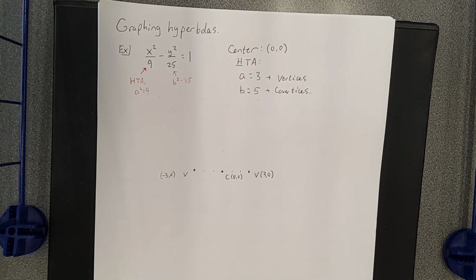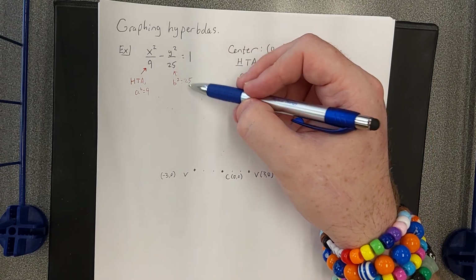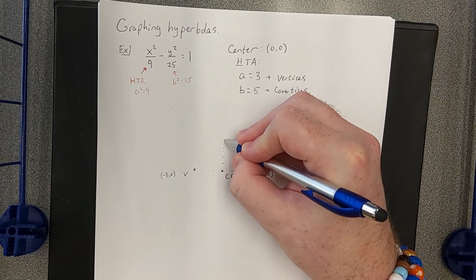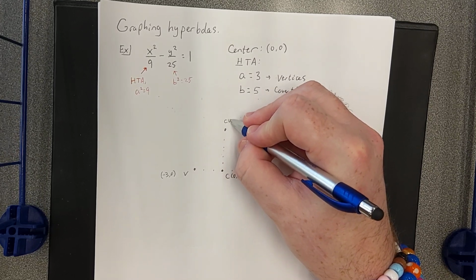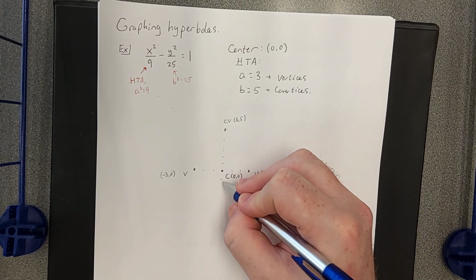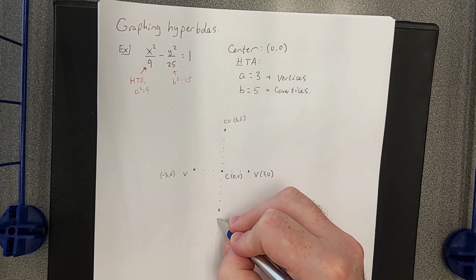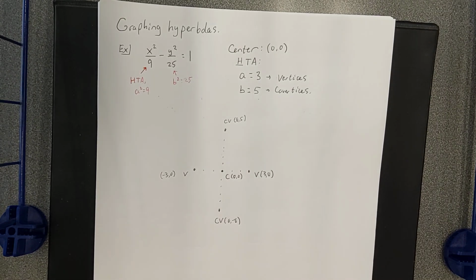We also need the locations of our co-vertices. So starting from the center, we're going to move up and down a total of b units. So that's 1, 2, 3, 4, 5 units upward. That's a co-vertex here at 0, 5. And then we'll also go 1, 2, 3, 4, 5 units down for a co-vertex at 0, negative 5.